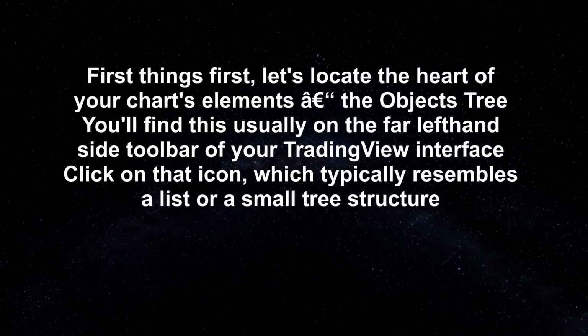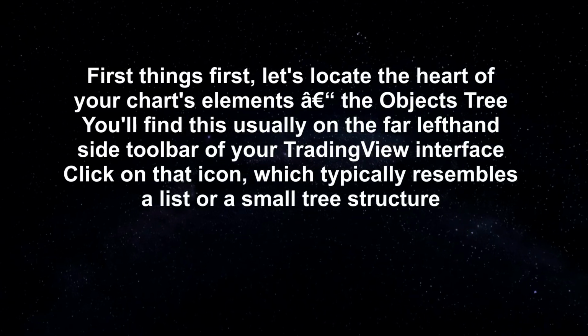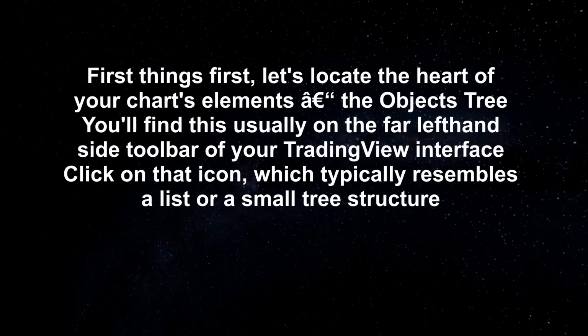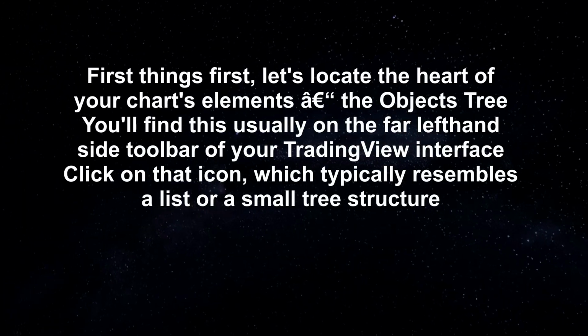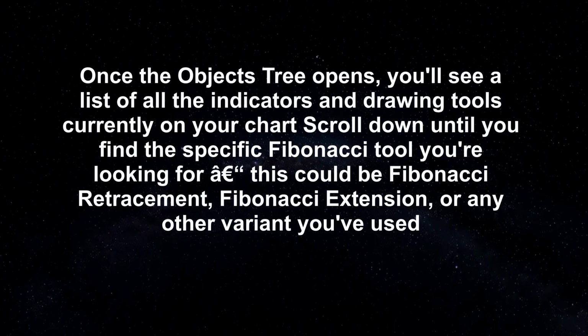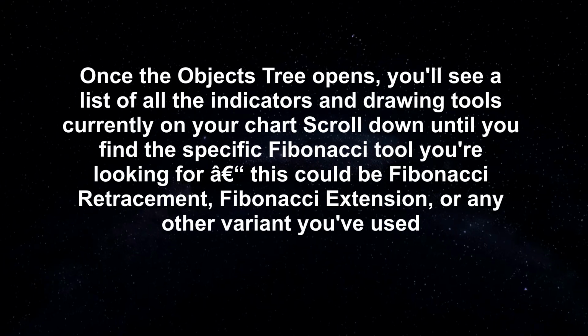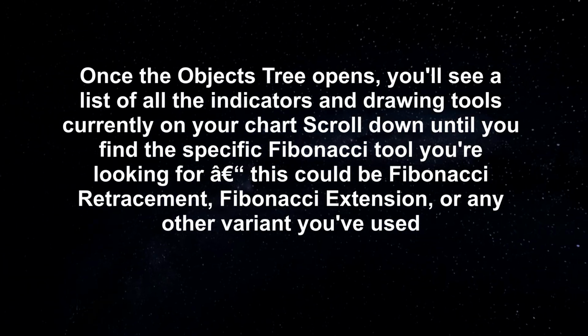The objects tree, you'll find this usually on the far left-hand side toolbar of your TradingView interface. Click on that icon, which typically resembles a list or a small tree structure. Once the objects tree opens, you'll see a list of all the indicators and drawing tools currently on your chart.